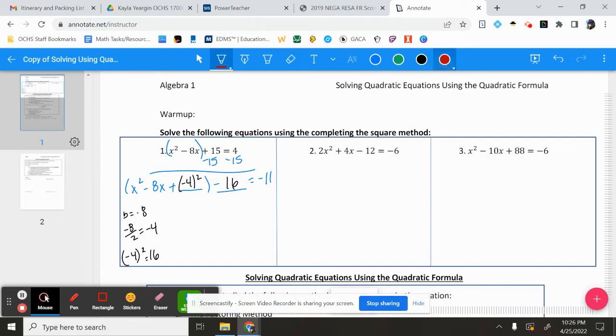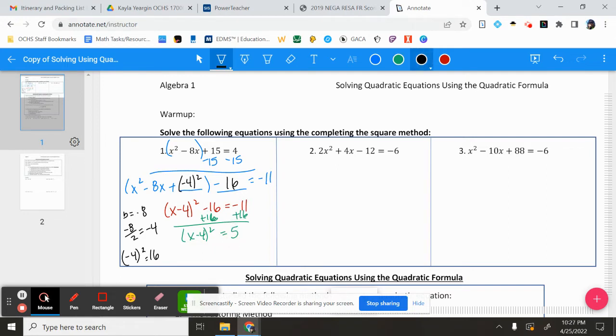Remember, we have to condense at this step. So when I get ready to condense, it's going to turn into x minus 4 squared minus 16 is going to equal negative 11. When I get to this point, it is just like what we did a couple of days ago, where we just solved using the square root method. I'm going to add 16 to each side, where I'll be left with x minus 4 squared equals positive 5.